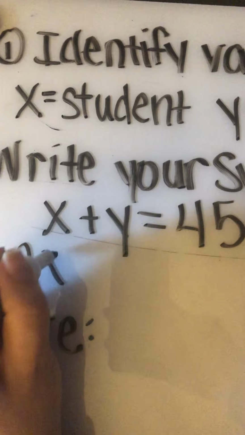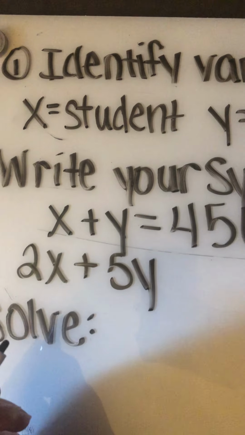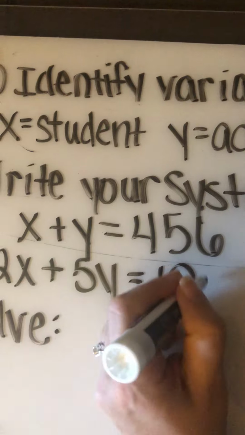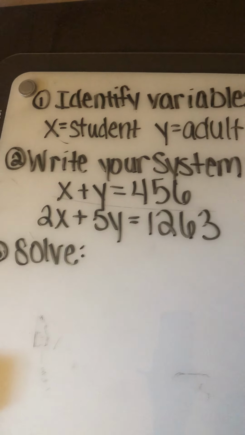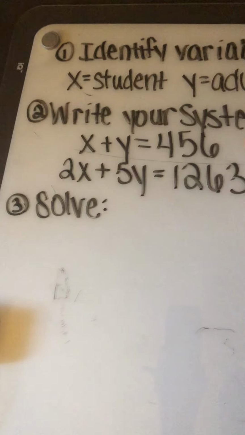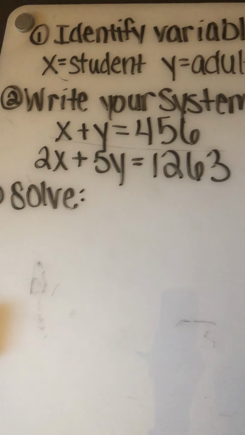So we have 2x, $2 per student, plus 5y, $5 per adult for a total of $12.63. Okay, so we identify our variables, we write our system, and now we just solve. This is what we did yesterday, so everyone should be comfortable solving these types of systems. I'm going to rewrite my system here.